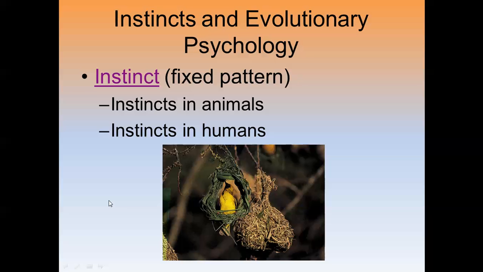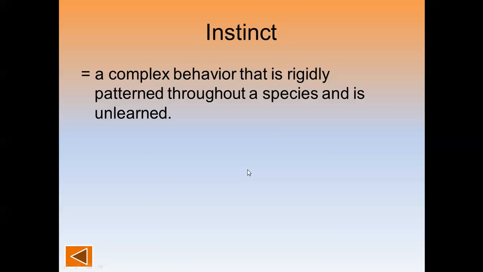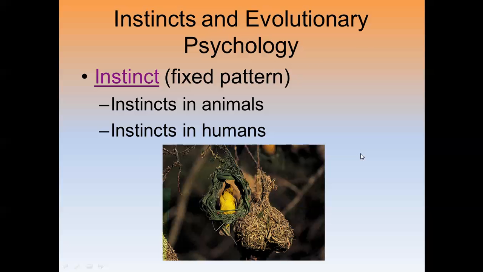Under Darwin's influence, early theorists viewed behavior as being controlled by instincts. And instincts are complex behaviors that are rigidly patterned through a species and are unlearned, meaning they are biological, they're innate, we're born with them. When it became clear that people were simply naming and not explaining various behaviors by calling them instincts, this approach kind of fell out of favor.